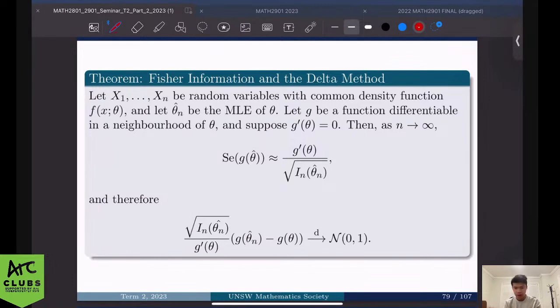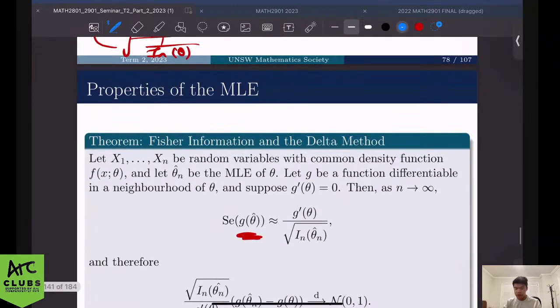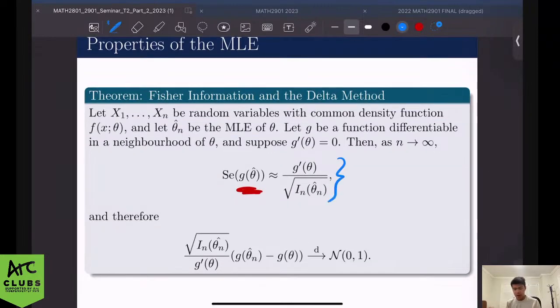Delta method. Ronald went through the delta method as well. But if you take the standard error of a function of the MLE, then because of the invariance property, all that happens is you go from 1 divided by the square root of the Fisher information to the derivative of that function divided by the standard error. And so you can actually just do this thing.